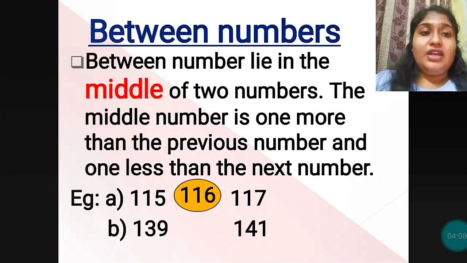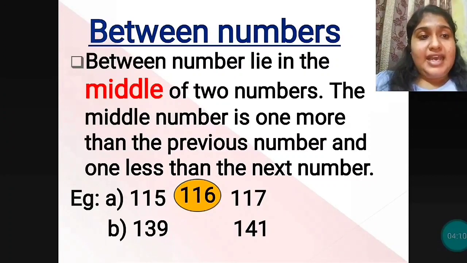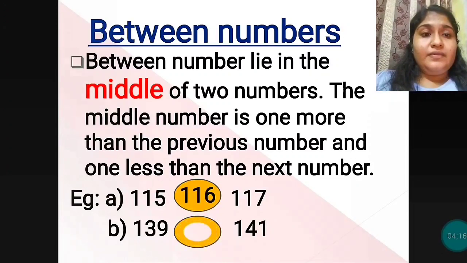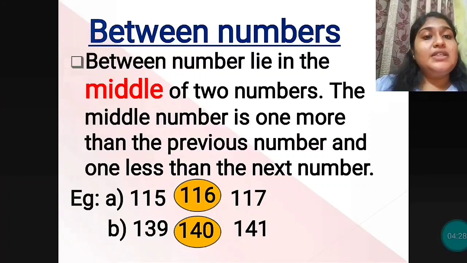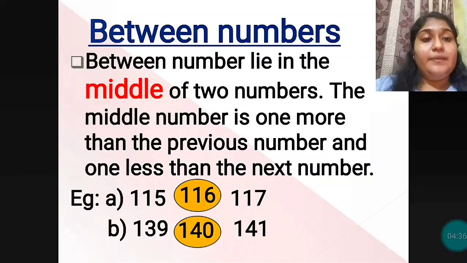139 and 141 are the given numbers and we have to write down their middle number. Let's see what is the number. Yes, 140. So the middle number is 140, or else you can say between number. So here the previous number is 139. So 140 139 से एक ज़्यादा है and 141 से एक कम है.